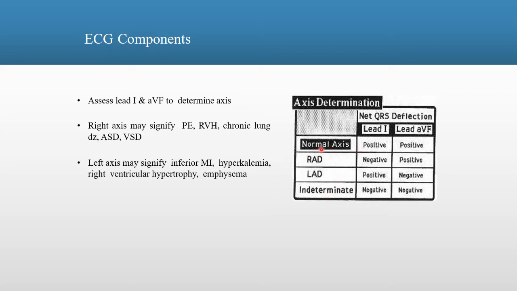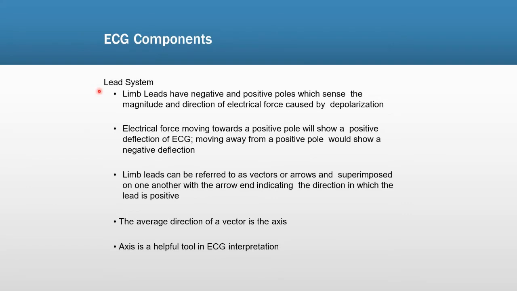For a normal axis, you should see a positive deflection or vector in lead 1 with a positive cumulative vector in AVF as well. Should you note in lead 1 a cumulative vector of negative deflections and a positive in lead AVF, then this indicates right axis deviation. Left axis deviation is determined by a cumulatively positive vector in lead 1 and a cumulatively negative vector in lead AVF.